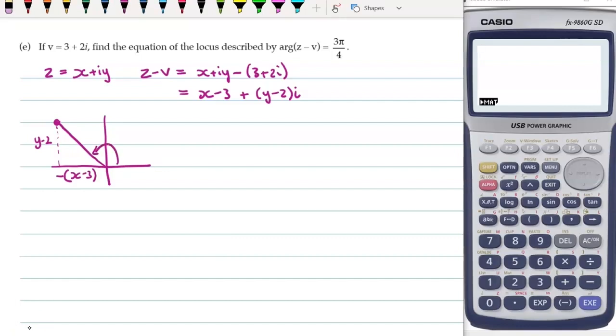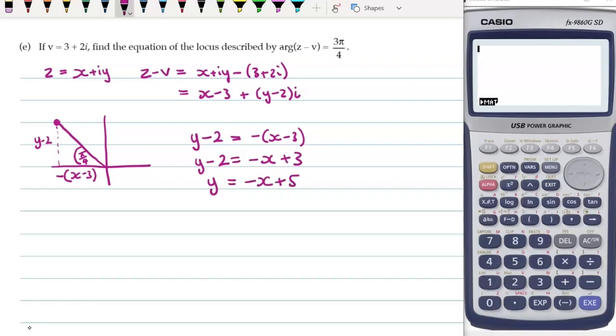Now, since this is 3/4 pi, it makes this bit here a quarter pi, or 45 degrees, which means we've got an isosceles triangle. So y minus 2 is equal to minus x minus 3 in length. So y minus 2 equals minus x plus 3. So y is minus x plus 5 as the locus that we are looking for. So any point that is on this line here is going to satisfy this situation that we had in the question.